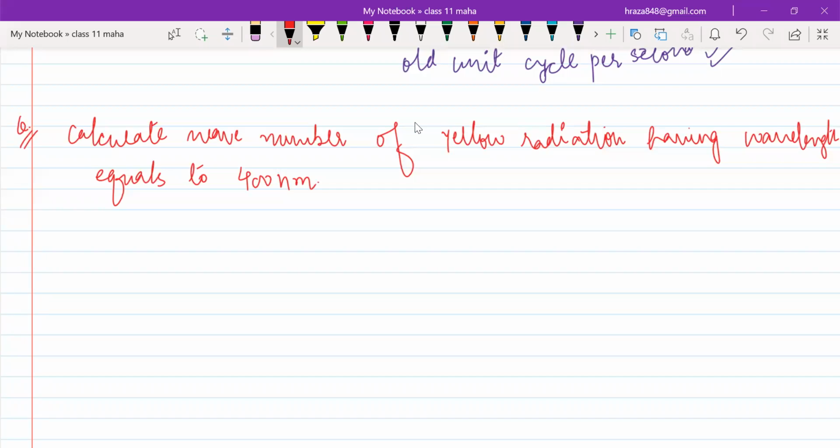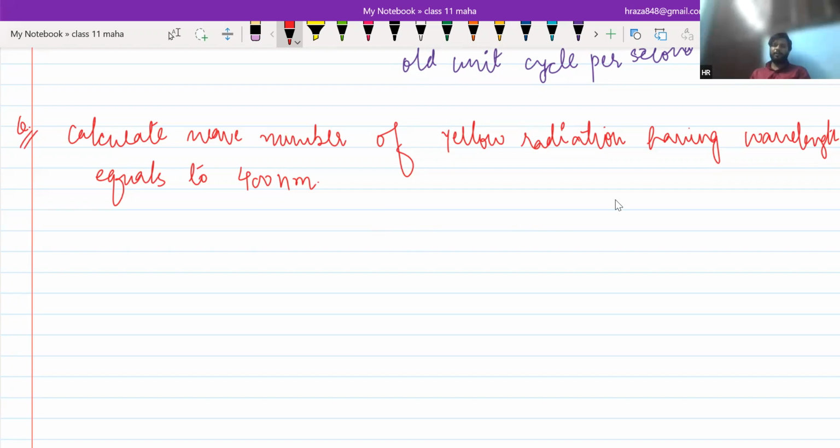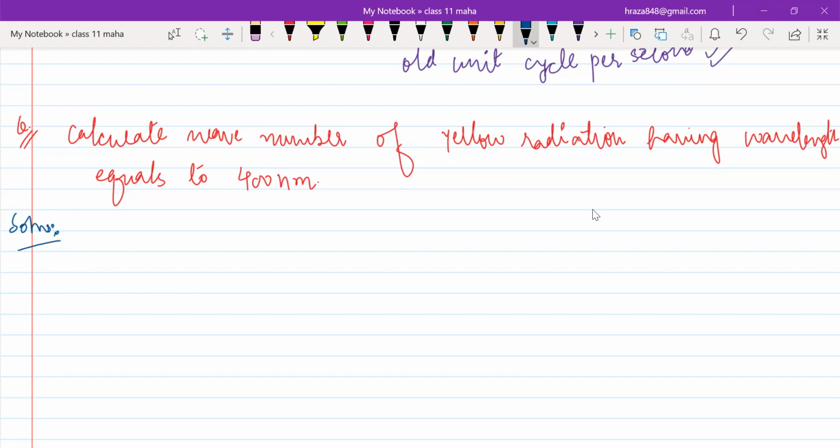Do I have to convert the units? See, 1 nanometer, yes, it's converted into meter. You asked about the unit, right, Maha? Do I have to convert the 400 nanometer into meter? Yes, convert it into meter.